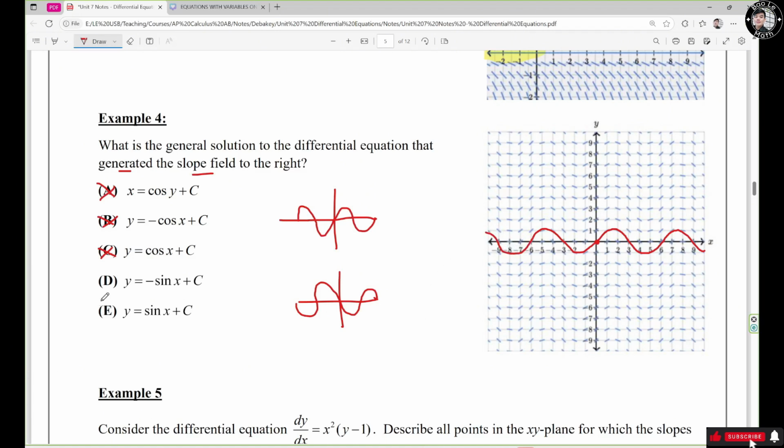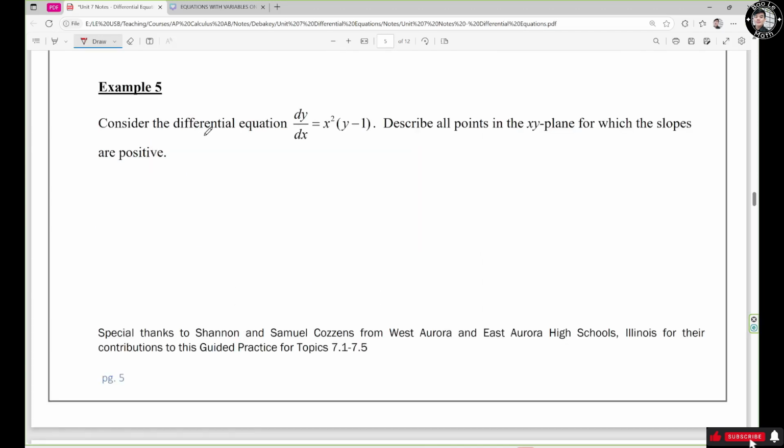Alright, so the answer must be E. Now, example number 5: consider the differential equation dy over dx equals x squared times (y minus 1). Describe all points in the xy plane for which the slope fields are positive. In order to get the slope to be positive, we need it to be greater than 0, so x squared times (y minus 1) must be greater than 0.